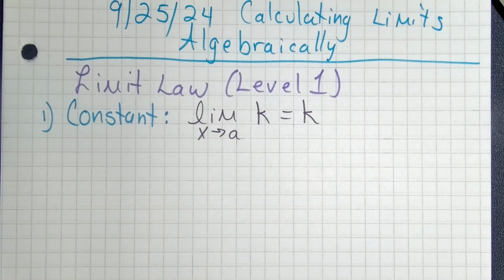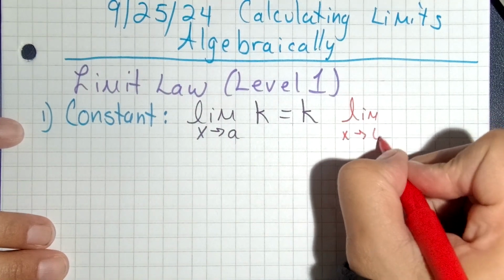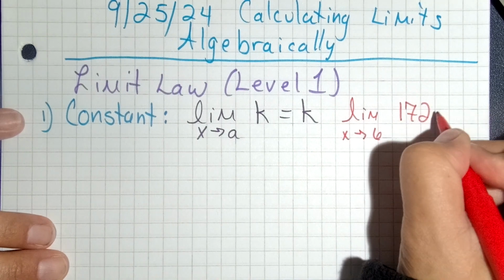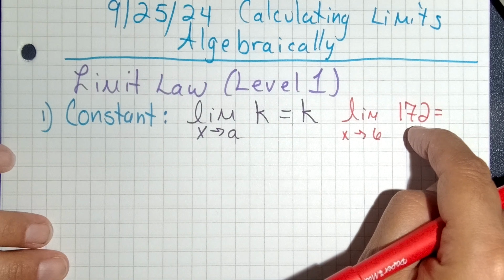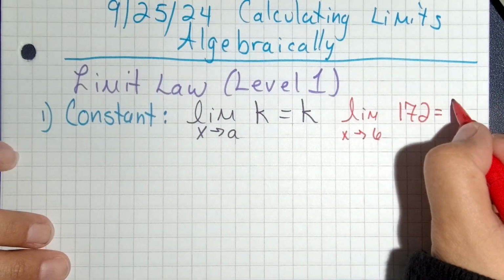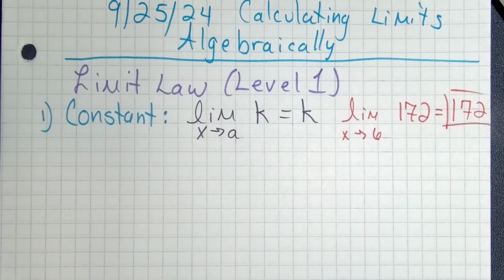So, for example, if I have the limit as x approaches 6 of 172, this is a constant. It does not have a variable. The limit is 172. That is your answer. So, I'll just wait until you're done. I don't want to talk while you're writing.